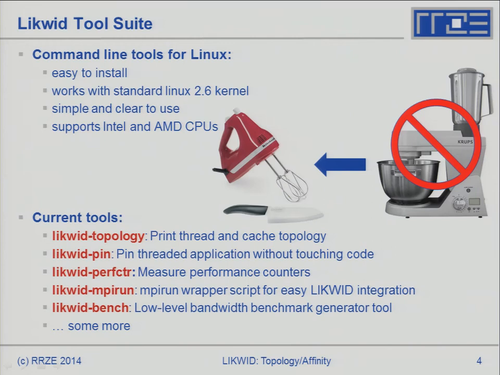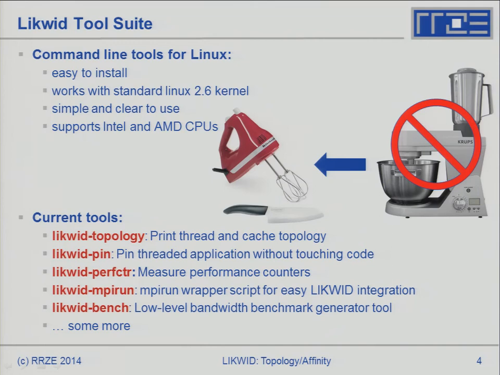likwid-perfctr is a tool that can measure performance counters. If you've ever worked on an SGI system, you probably know tools like libfpm on Altix or perfex on the old Origin systems. This is similar. It was motivated by this.